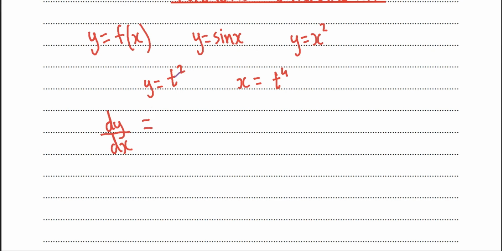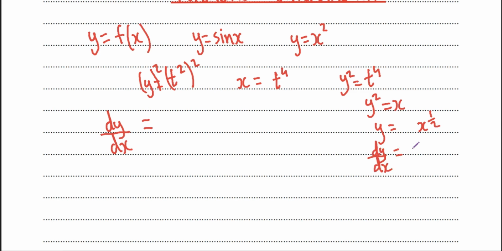Well, there are two ways to do it. One way is, if you square this right here, you would get y squared is equal to t to the 4. Because if I square all of this, then I get y squared is equal to t to the power 4. And t to the power 4 is also equal to x, so you get y squared is equal to x. And then y is equal to x to the power half. And then you can take dy by dx from here, and you would end up getting a half times x to the power negative a half, which is equal to 1 over 2 square root x.